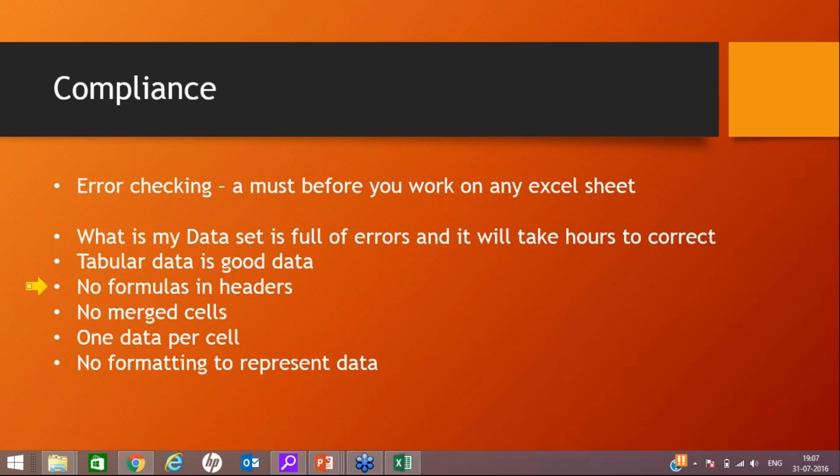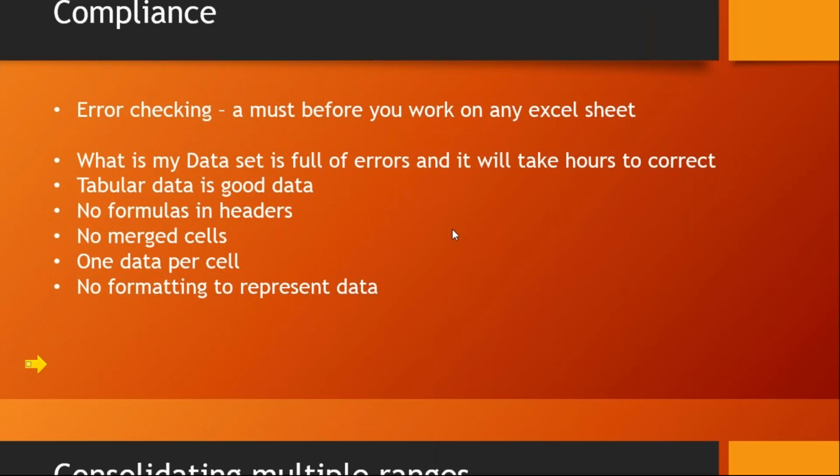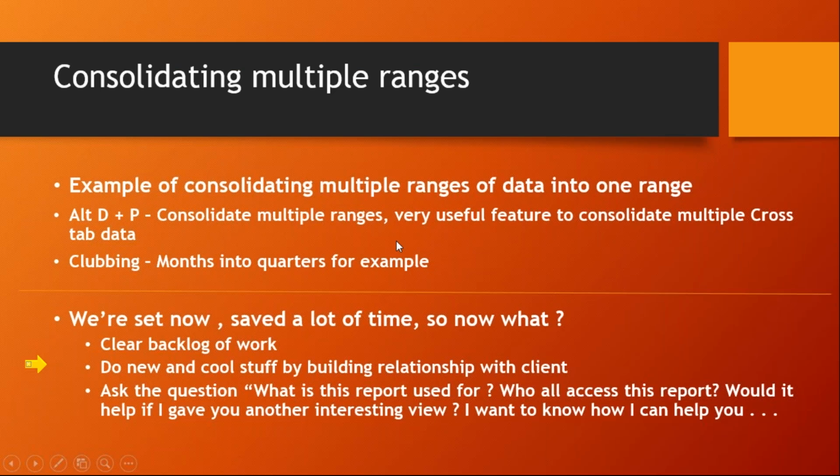And some of the practices that we learned to avoid were putting formulas in headers, merging the cells. We learned that it's good to keep one data per cell and add missing data such as credit and debit. And we also learned that there's no formatting to represent data like colors, right? Using colors inside an Excel sheet can actually be a way of hiding data, because colors is also data. And then we learned that we could actually consolidate multiple ranges of information really, really quickly and save a lot of time that we can then invest in our analytics, right?